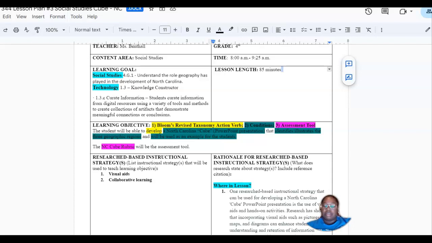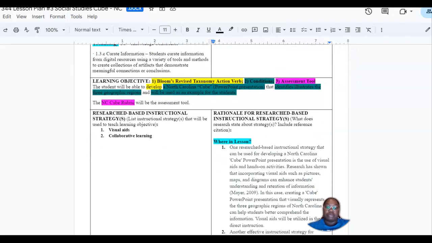I have one learner objective for this lesson plan. The learner objective is students will be able to develop a North Carolina cube, which is a PowerPoint presentation that identifies and illustrates the three geographic regions and will be used as an example for the students. And the NC cube rubric will be the assessment tool.